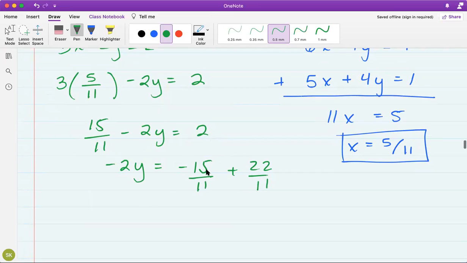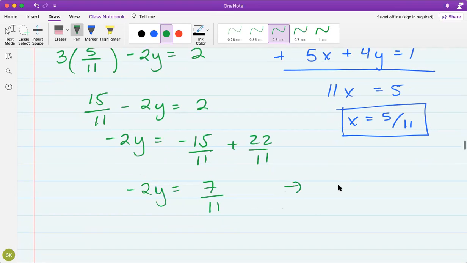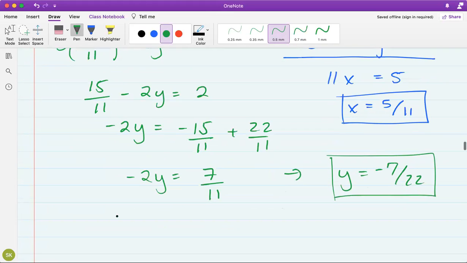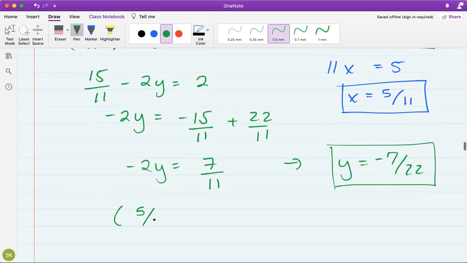So then you can see that we're dealing with fractions, but that's okay. Let's just keep going. 22 minus 15, I think that's 7 over 11. Negative 2y equals 7 over 11. So then we get y is equal to negative 7 over 22. I believe negative 7 over 22 was the y value. So the ordered pair, if you want to put them in terms of ordered pairs, is the solution to the system.